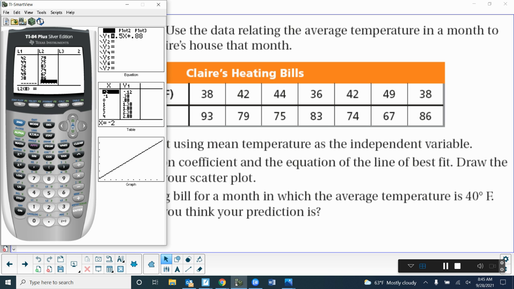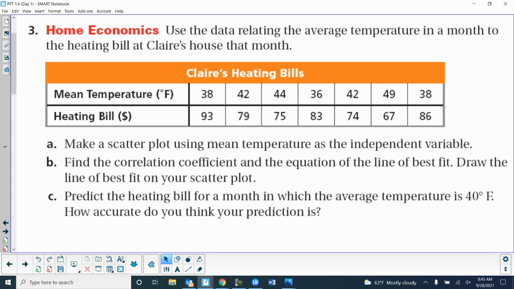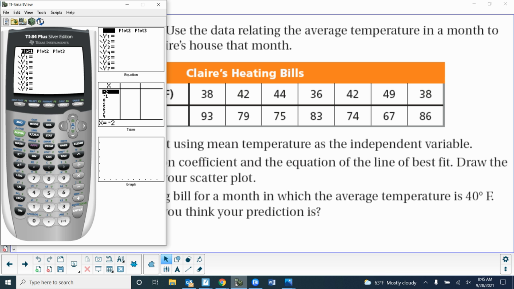Okay. So I've got an equation in there. I got to clear that out. It's showing up. All right. Now, let's see. What are we supposed to do then? Make a scatter plot. All right. So from there, what do I hit to make a scatter plot? Zoom 9.